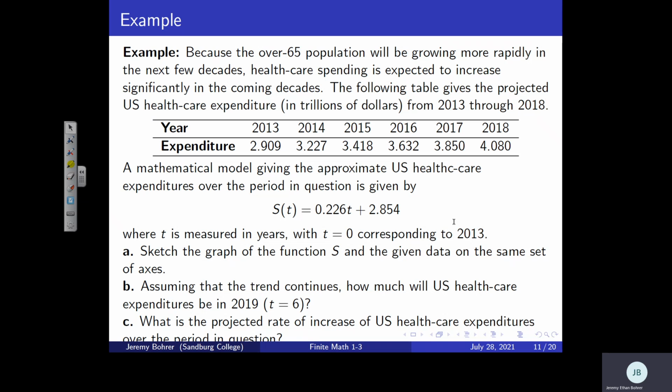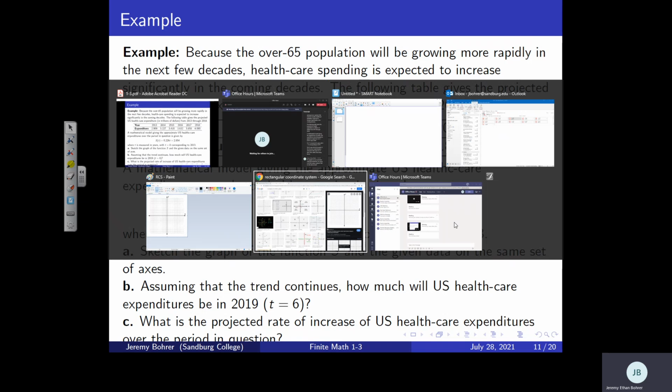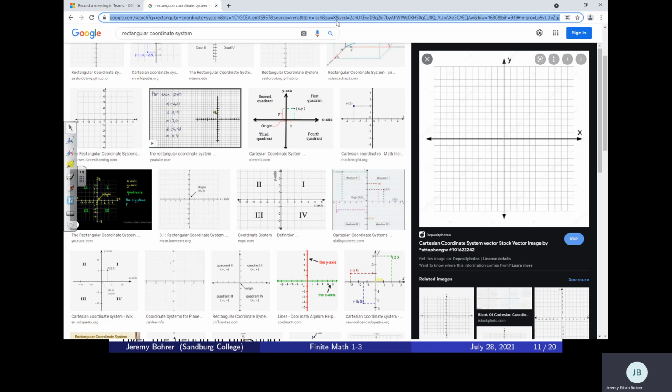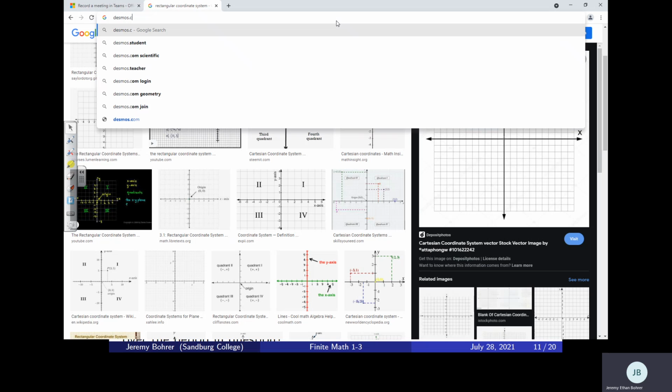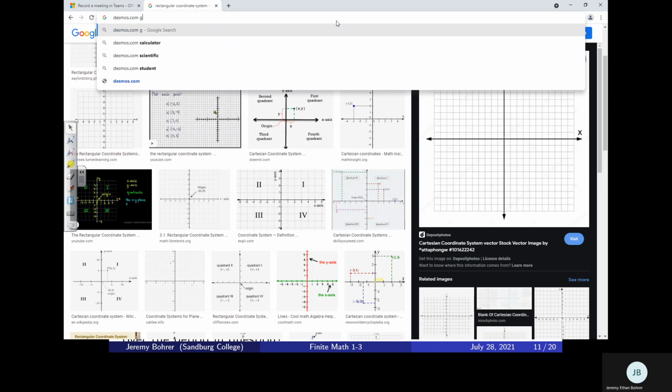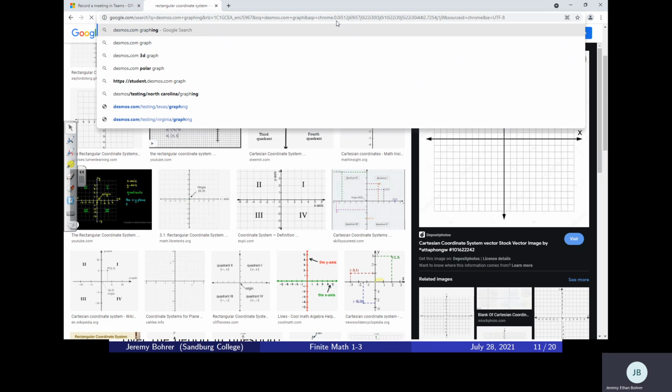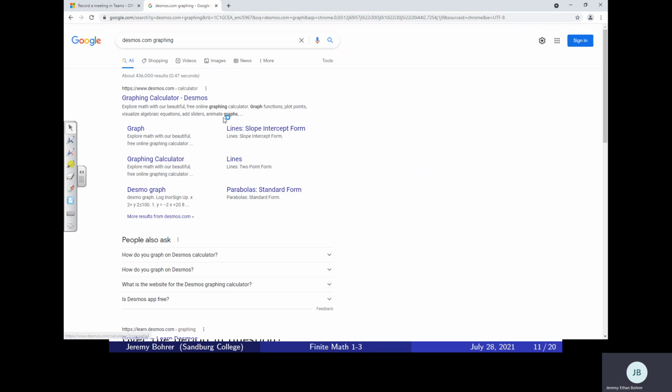Part A says sketch the graph of the function S and the given data set on the same set of axes. Now, rather than doing this as a graph on my usual slides, using the notebook, I am going to do this using a website I like for this kind of stuff. I'm going to do this on Desmos, which is a really handy website. Desmos.com, graphing calculator, and here we go.